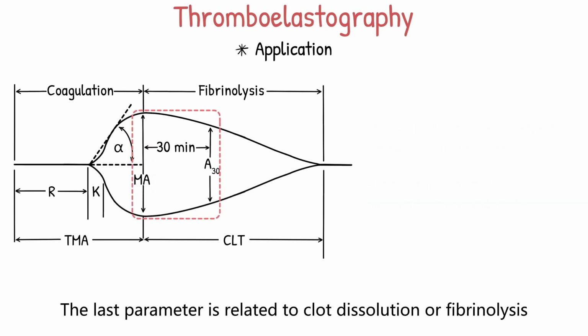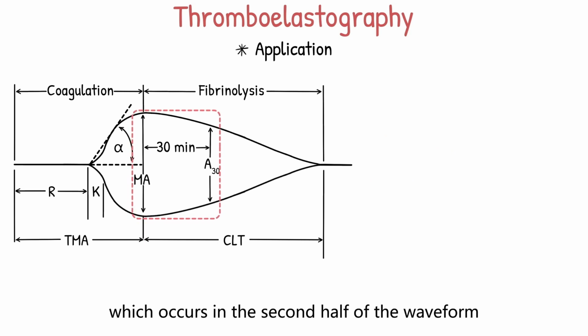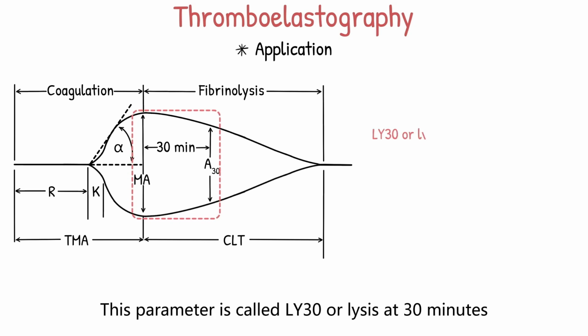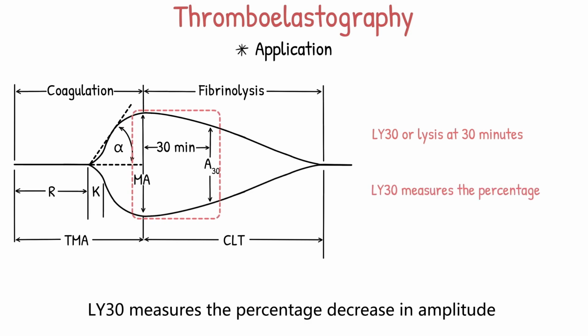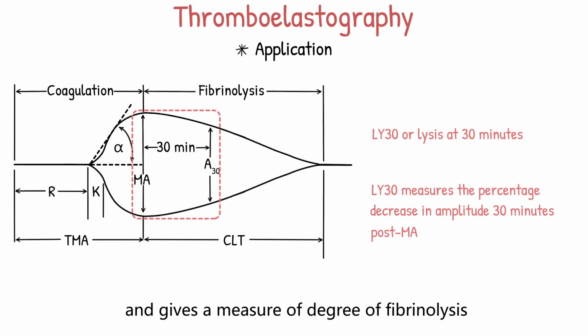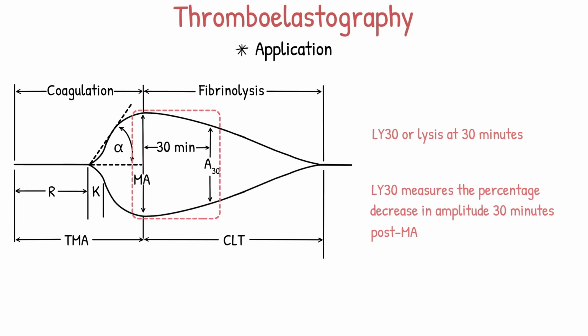The last parameter is related to clot dissolution, or fibrinolysis, which occurs in the second half of the waveform. This parameter is called the LY30, or lysis at 30 minutes. LY30 measures the percentage decrease in amplitude 30 minutes post-MA and gives a measure of degree of fibrinolysis.